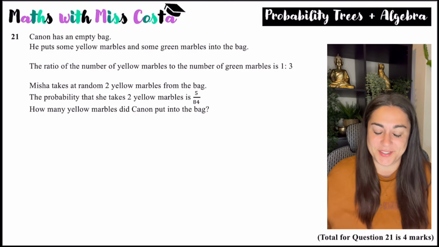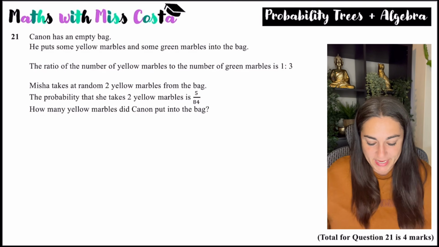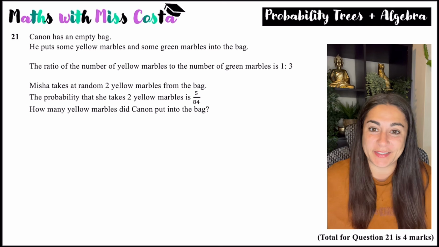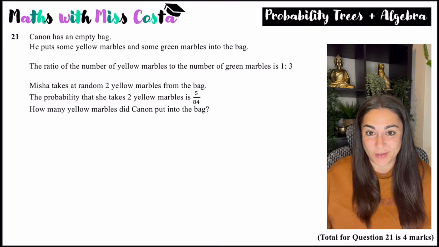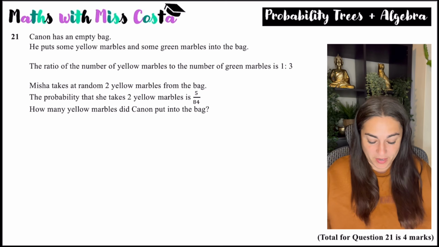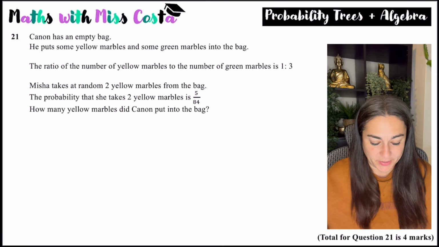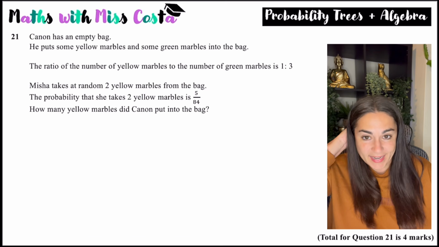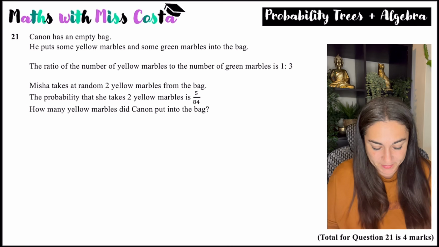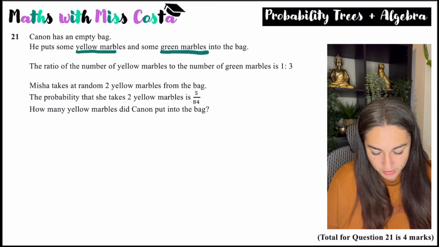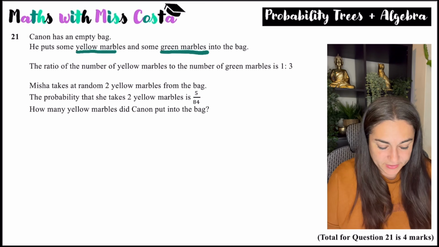Okay, so in this question, we're dealing with a probability problem, and it's looking like it might be quite a tricky question. There is a chance that there might be some algebra involved. So let's have a look. We're told that Cannon has an empty bag. He puts some yellow marbles and some green marbles into the bag. So let's just try and visualize it.